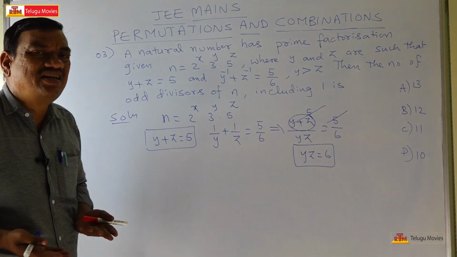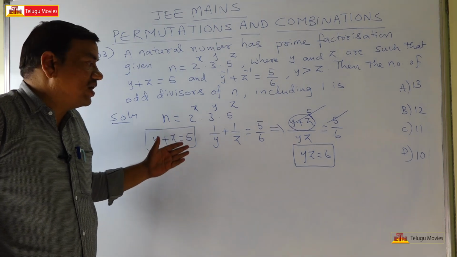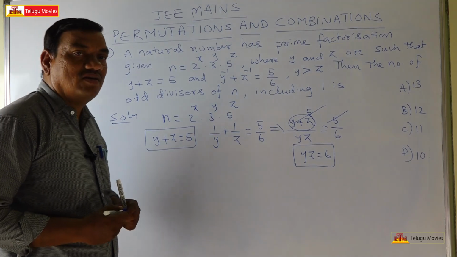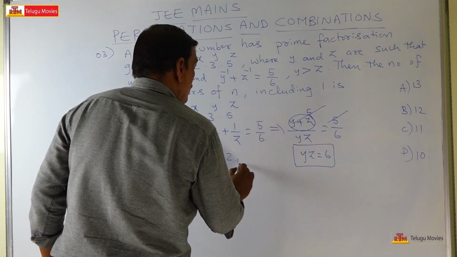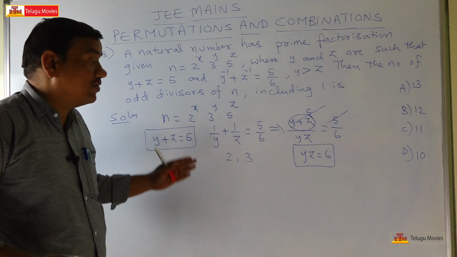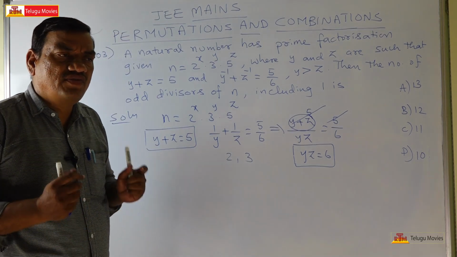You can easily guess the answer. Two numbers, their sum should be 5 and their product should be 6. What are the two numbers? Clearly, 2 and 3. Easily you can say 2 plus 3 is 5, and 2 threes are 6. No need to solve. It's a very easy one.